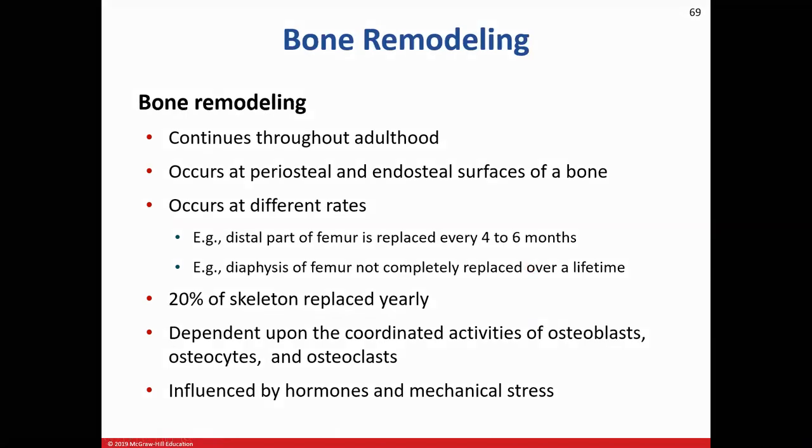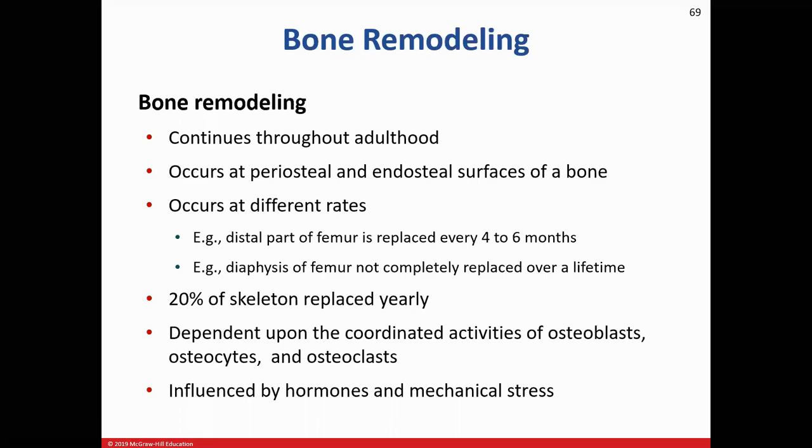Now, one of the other things that continues as far as bone formation is what we call bone remodeling. Bone remodeling continues throughout adulthood, and it's going to occur at the periosteal and the endosteal surfaces of bone. And it is going to occur at different rates.